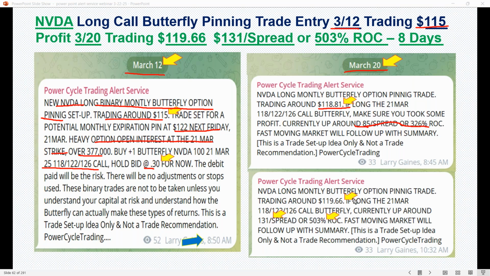Now, later in the morning, it's trading at 119.1966. I sent out an alert. I said, make sure you take some profit here today on this up move. And then I sent out another alert. I'm constantly sending out alerts to keep you informed. So it says currently up around $131 per spread. Now it's up 503% return. All right, because we got into this thing so cheap.